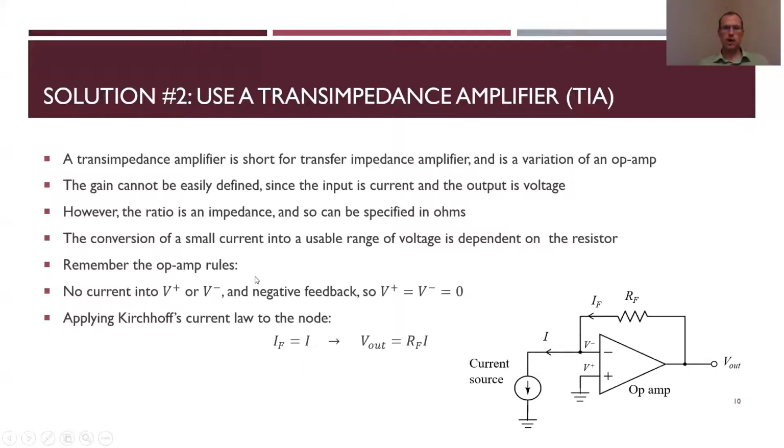Analysis of this is very similar to the op-amps. So I have no current into the plus or minus terminal, so no current coming in these two little branches. And then I have negative feedback. So negative feedback means that my V minus and my V plus want to be the same thing. So V plus connected to ground, that's going to be 0, which means V minus is going to be 0 as well. We look at Kirchhoff's current law at this node right here. I have IF coming in, I going out. So whatever goes in has to go out. So IF equals I.